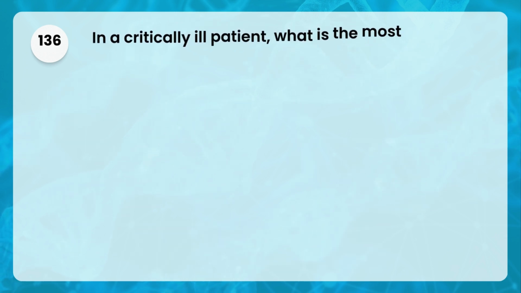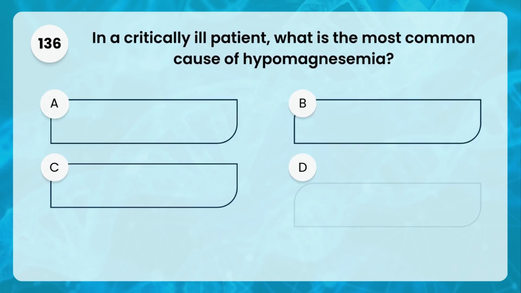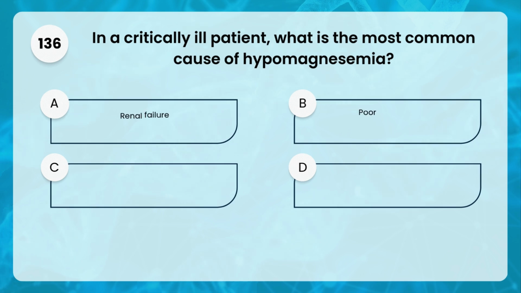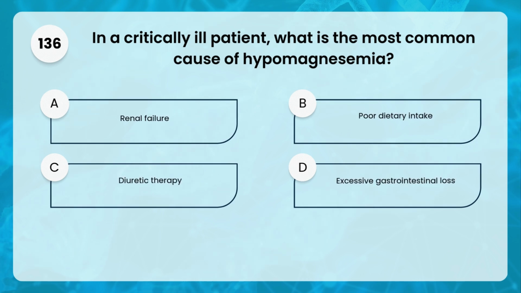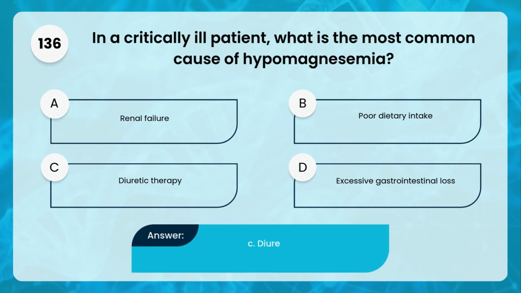Number 136. In a critically ill patient, what is the most common cause of hypomagnesemia? A. Renal failure. B. Poor dietary intake. C. Diuretic therapy. Or D. Excessive gastrointestinal loss. The answer is C. Diuretic therapy.